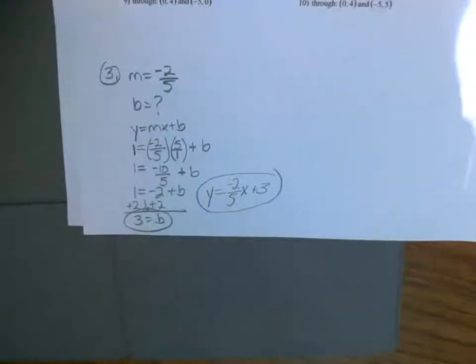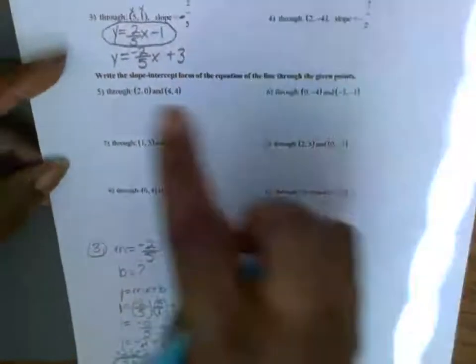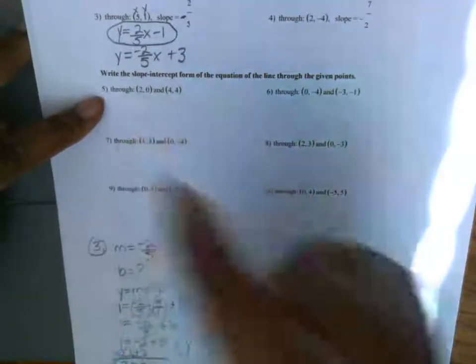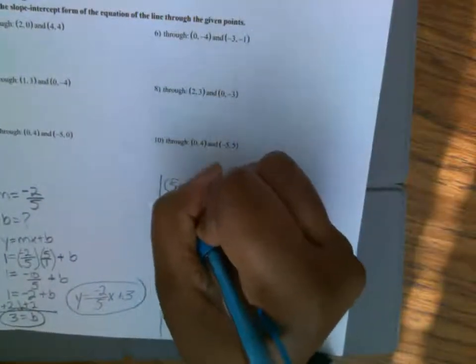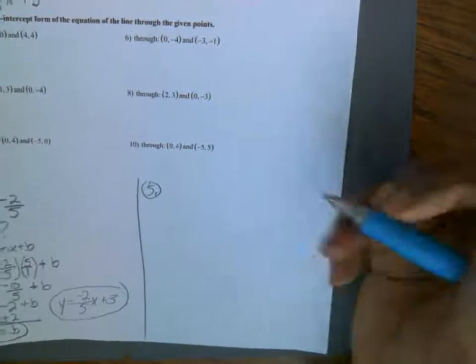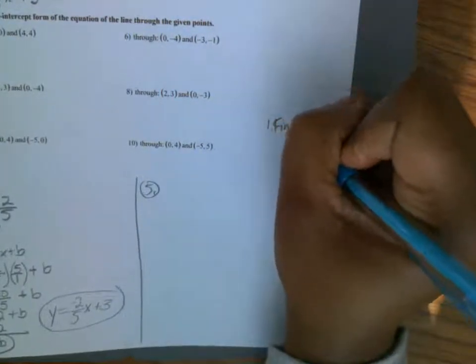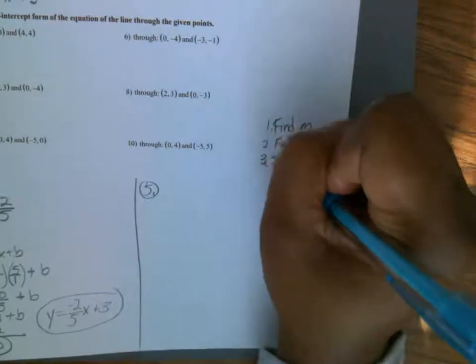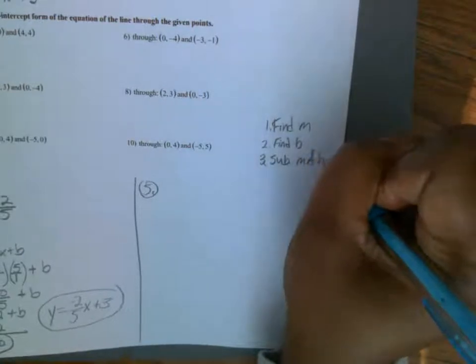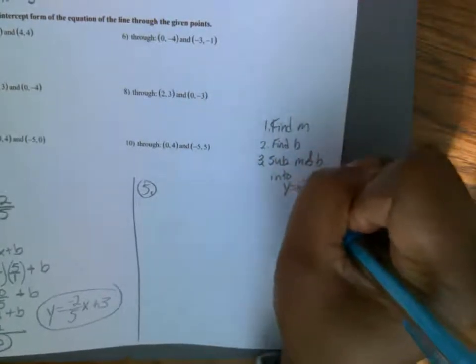Any questions about that? What'd you get for number 5 right here? What do we get for number 5? Anybody? What'd you get for number 5? Okay, number 5 I'm going to do down here. 3 steps. You find m, then find b, then 3. You're going to substitute m and b into y equals mx plus b. Simple steps right here. Okay?